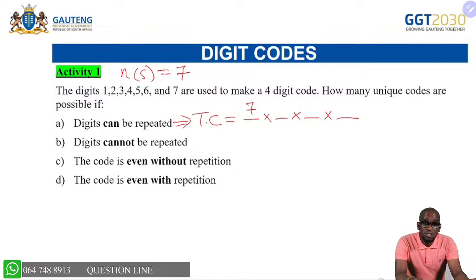Now, if you move on to the second position, since you've used one number there, when you move to the next position, you still have 7 numbers to use because they said you can repeat the numbers that you've used. So we also have 7 options of filling the second position.